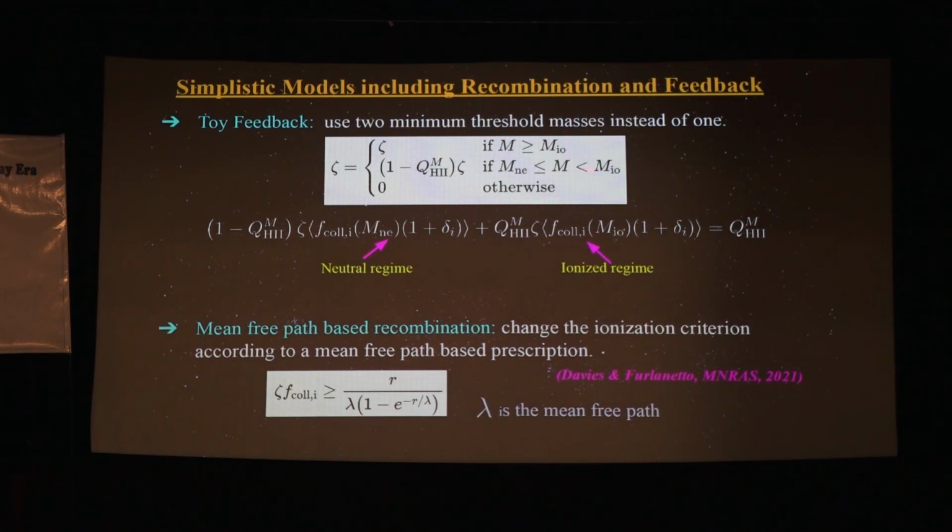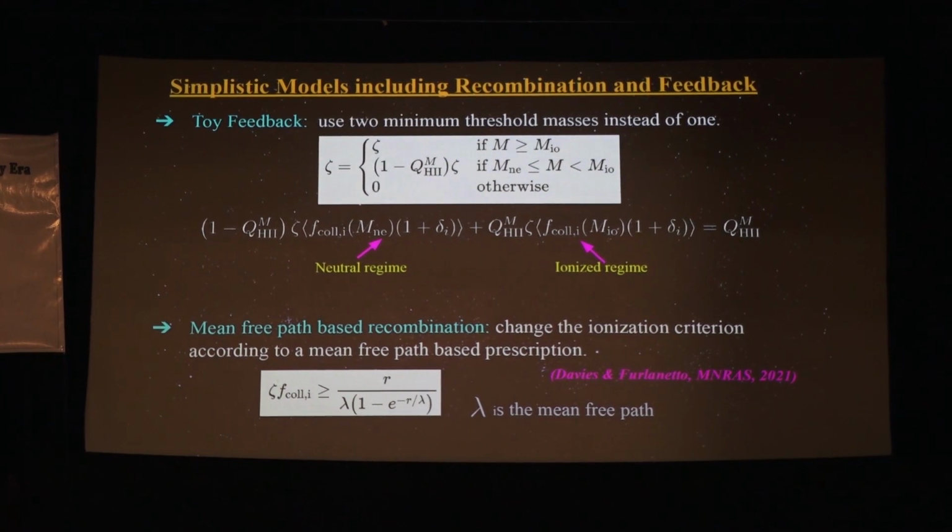And for the ionized regime, we suppress the ionizing efficiency with a proper weight factor according to the ionization fraction. And this is basically the photon conserving criterion, and from this equation we can derive this Q and plug it into this equation. So in principle, in a simplistic manner, feedback can be modeled.